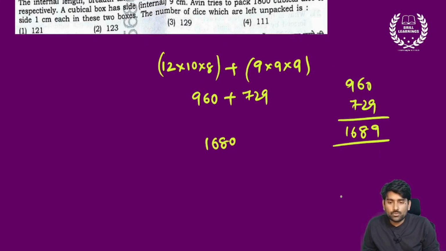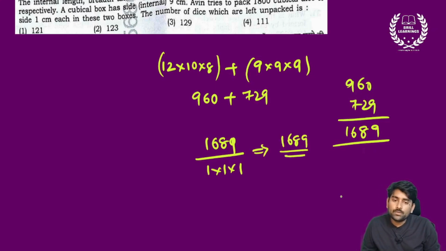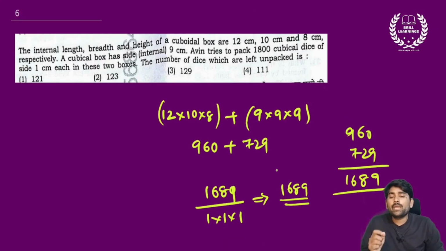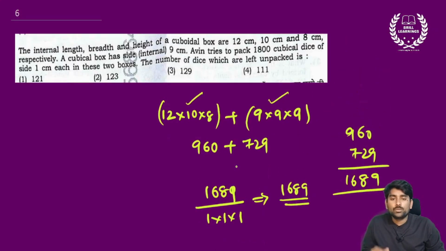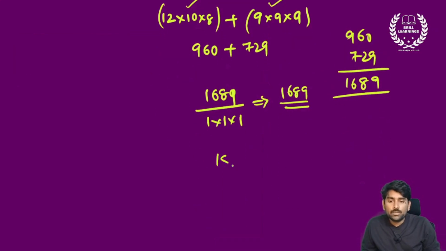Okay. So what is the volume of the cubical dice? 1 into 1 into 1. That is, which is equal to 1689 only. That means we can pack 1689 dice into these two, cuboidal and cubical box. But the question here is the number of dice which are left unpacked. Unpacked means total we have 1800 cubical dice are here. So take the difference. So that is this 1689. We left with our answer.